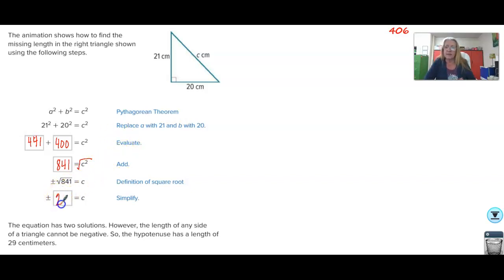Now, what they're saying is that the answer is plus or minus 29. And I'm just going to touch on that briefly. You have to consider the possibility that the number is negative 29 because a negative times a negative is positive. So 841 can be gotten two ways. You can do 29 times 29, or you can do negative 29 times negative 29. This little plus minus thing is there to remind you that it could be positive or it could be negative. But for all the word problems and most of the regular application problems, we're going to just use the positive one. Okay, the equation has two solutions. However, the length of any side of a triangle cannot be negative, so the hypotenuse has the length of 29.